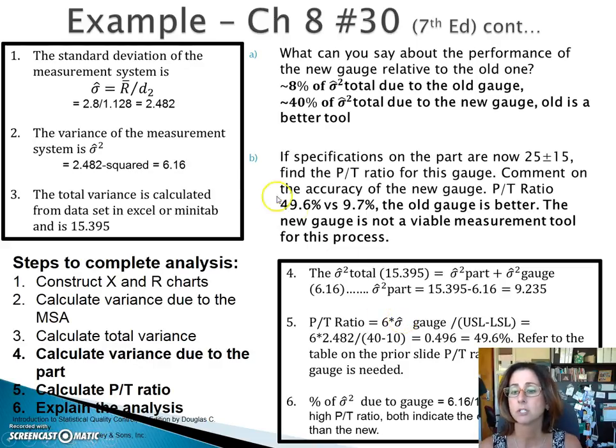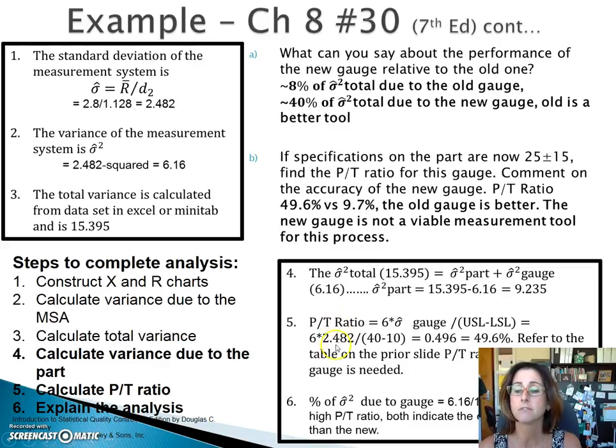So we know the standard deviation of the gauge we calculated in the prior chart, divided by the upper specification limit minus the lower specification limit. We see that 25 plus or minus 15 is 40 minus 10, and so that turns out to be 0.496, or 49.6%. So if we refer to the table on the prior slide, the precision tolerance ratio of greater than 30% indicates that a new gauge is needed.